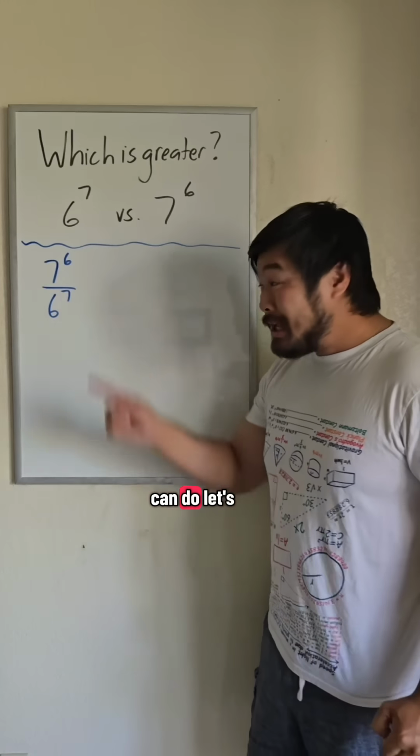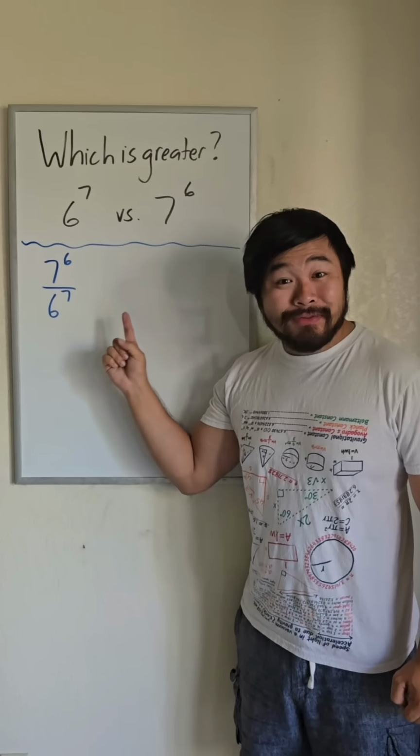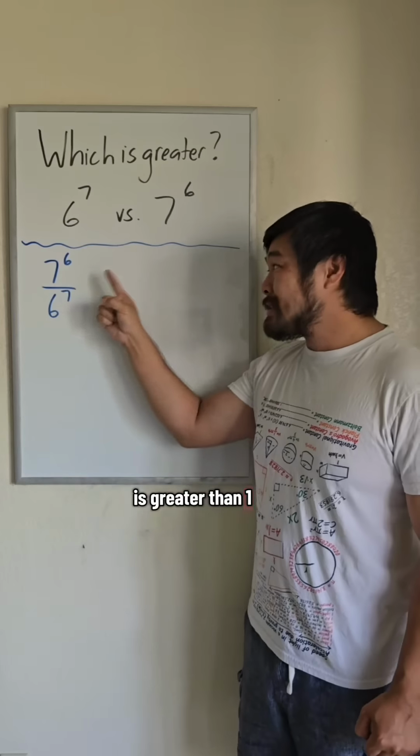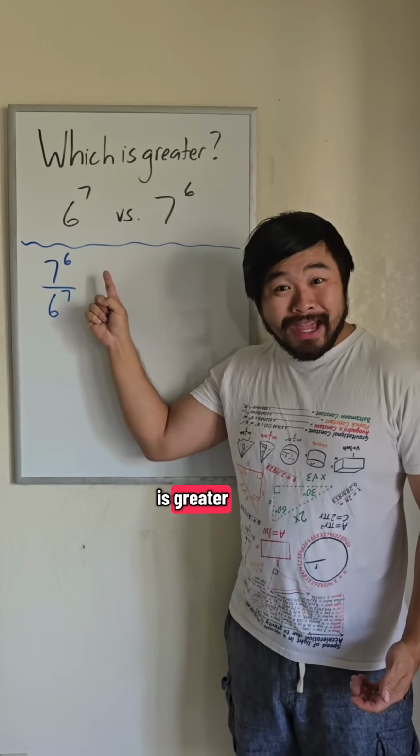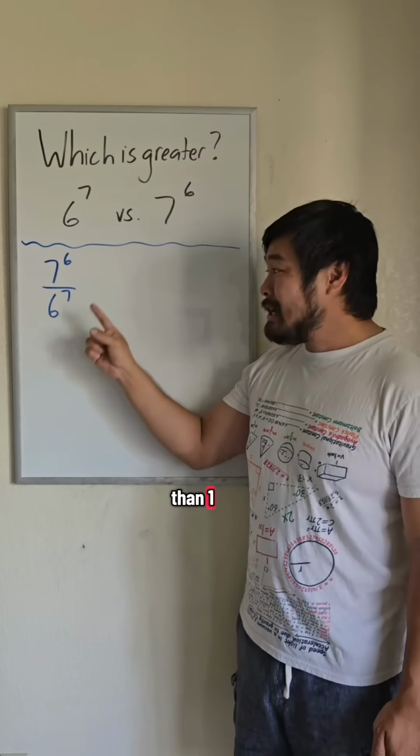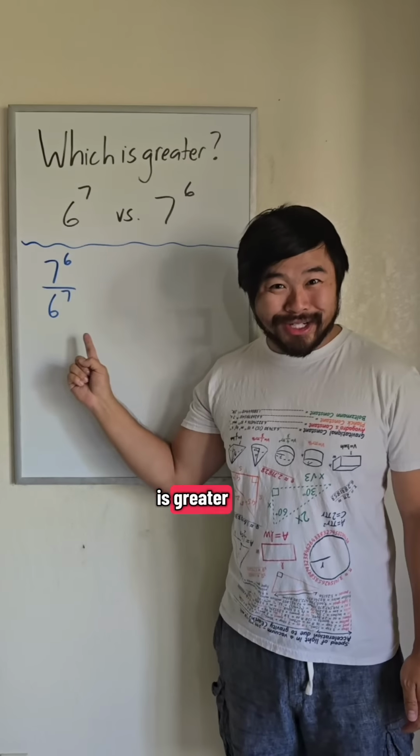Here's what we can do. Let's take a look at this fraction. If this fraction is greater than 1, then 7 to the 6th power is greater, and if this fraction is smaller than 1, then 6 to the 7th power is greater.